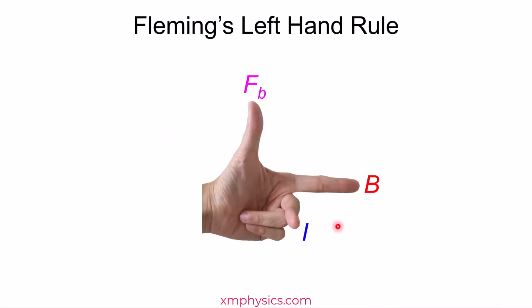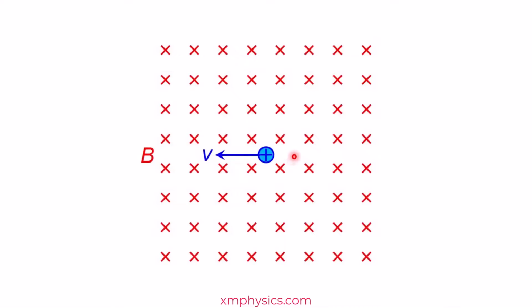Okay, for the rest of the video, we'll just practice Fleming's left-hand rule. So here we have a magnetic field directed into the screen, and you have a positive charge moving leftward. What's the resulting circular motion? Pause the video to buy yourself some time. If not, I'm going to review the answer now.